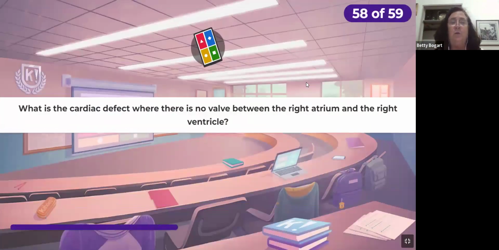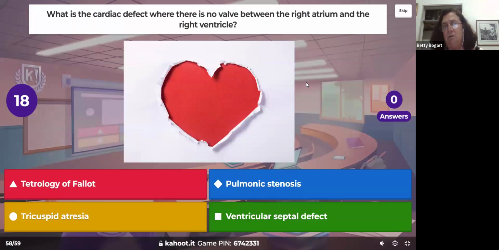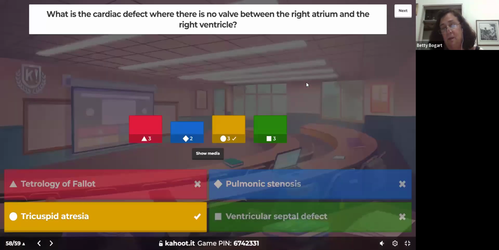What is the cardiac defect where there's no valve between the right atrium and the right ventricle? Remember, A means without. And what is the valve between the right atrium and the right ventricle? It's the tricuspid valve. So A, without, tricuspid atresia is that no valve. That's how you remember.